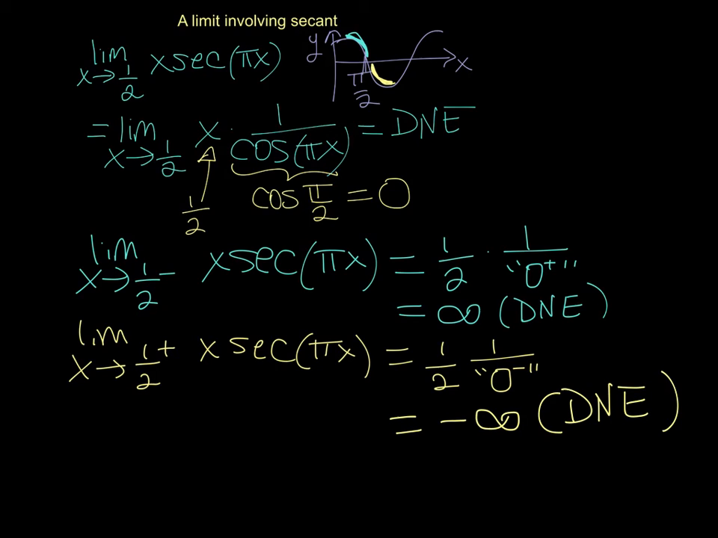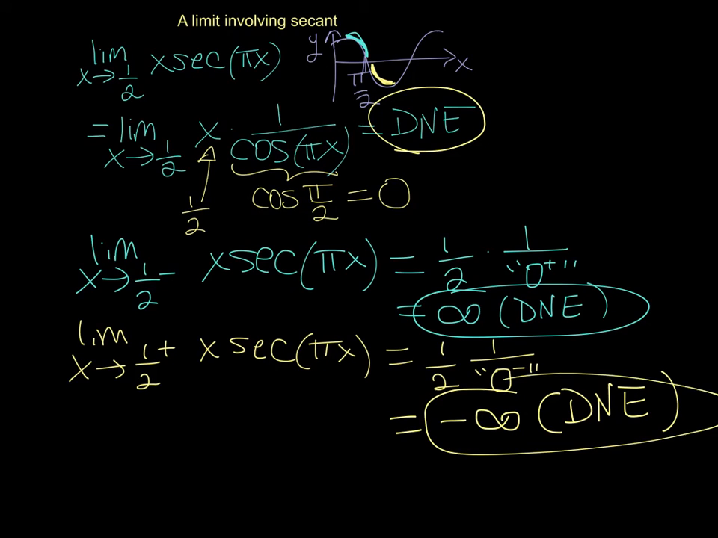So for this problem, the limit as x approaches a half does not exist. The limit as x approaches a half from the left also does not exist, but it does not exist in a very special way called infinity. And the limit as x approaches a half from the right also does not exist in a very special way that we can call negative infinity.